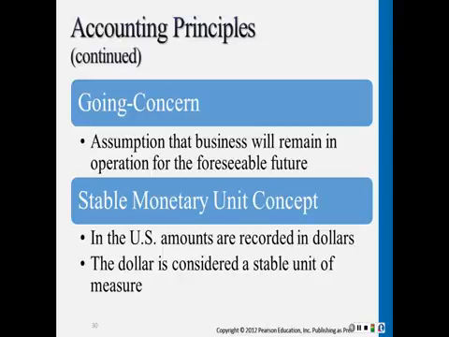The value of a dollar changes over time, and a rise in the price level is called inflation. During periods of inflation, the dollar will purchase less. But accountants assume that the dollar's purchasing power is stable. This assumption is based on the stable monetary unit concept. The stable monetary unit concept means stable currency buying power.